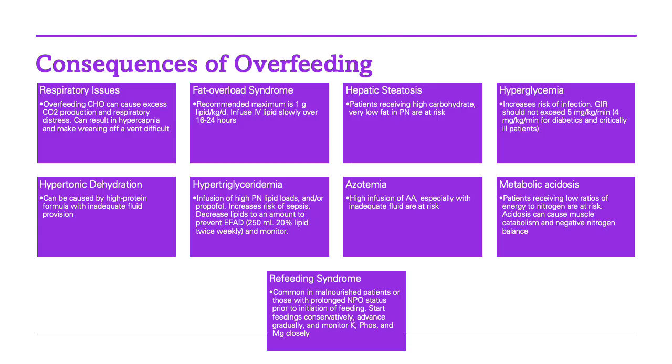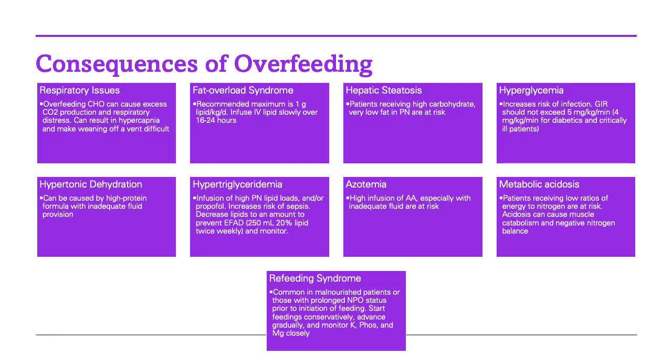For azotemia, it's related to a high infusion of amino acids and especially at risk with inadequate fluid. And then metabolic acidosis: patients who are receiving low ratios of energy to nitrogen are at risk, and acidosis can cause muscle catabolism and negative nitrogen balance.